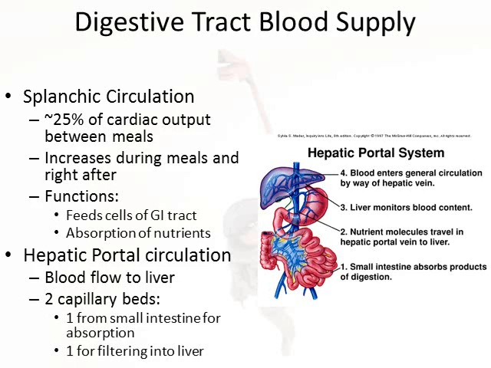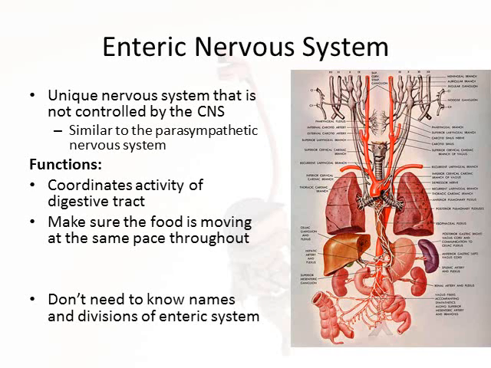That's a portal system. Okay, so then we also have a specialized nervous system in the GI tract called the enteric nervous system. And this is unique because it's not controlled by the central nervous system. It's somewhat similar to the parasympathetic nervous system, but this is considered part of the autonomic nervous system. And the functions of this are really just to coordinate the activity of digestion in the GI tract, to make sure the pace of the movement of food is good, and so this is what's helping contract all those smooth muscles and move the food along.